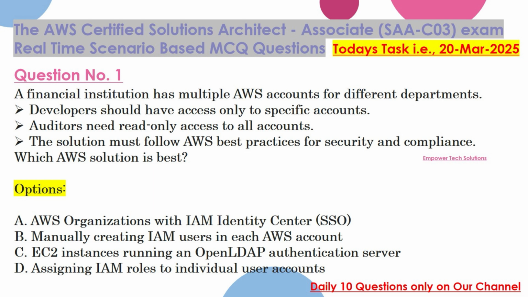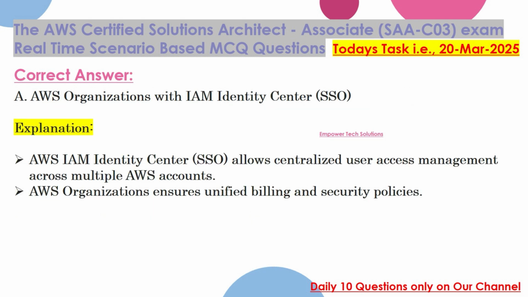Options: A. AWS Organizations with IAM Identity Center, SSO. B. Manually creating IAM users in each AWS account. C. EC2 instances running an open LDAP authentication server. D. Assigning IAM roles to individual user accounts. Correct answer: A. AWS Organizations with IAM Identity Center, SSO.